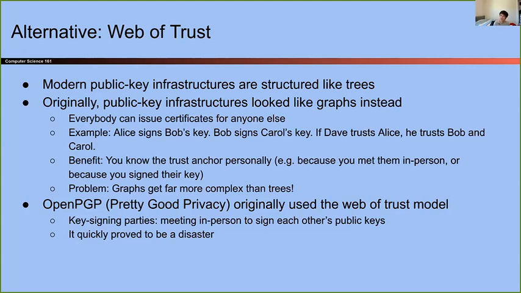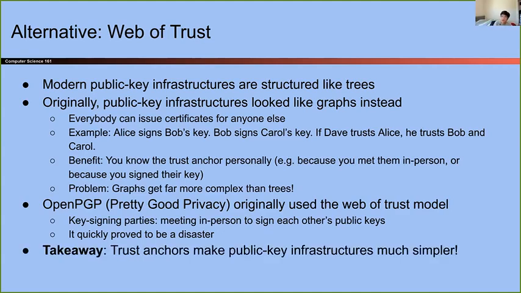But this model just isn't sustainable, and that's why we're relying on roots of trust instead. The takeaway is that trust anchors make public key infrastructures much simpler, because if you need to manually go and trust people yourself, your security system is too complicated to be usable.